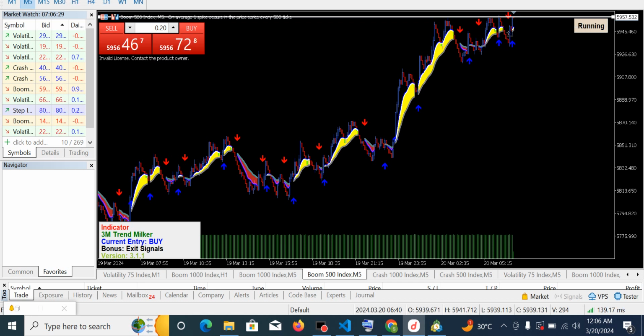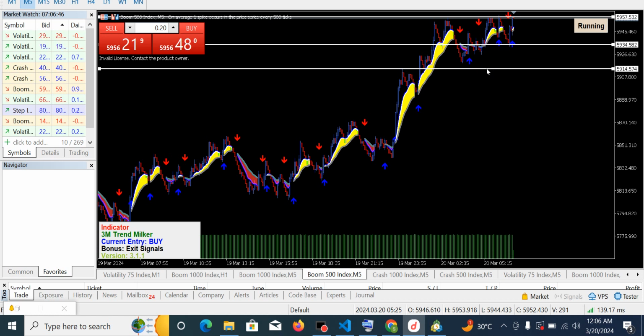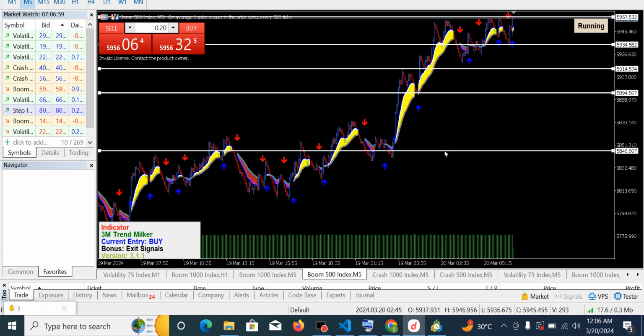But if it does not, because it has tried it like 1, 2, 3, 4, okay, this is the fourth time it is trying it, and if it does not break out from there, then it gets to sell till it gets to this region. And of course if it breaks out from there, then we expect it to get to this particular region. And of course guys, if it breaks out from there, we expect it to get to here. And if it breaks out from there, then definitely it will get to somewhere here.